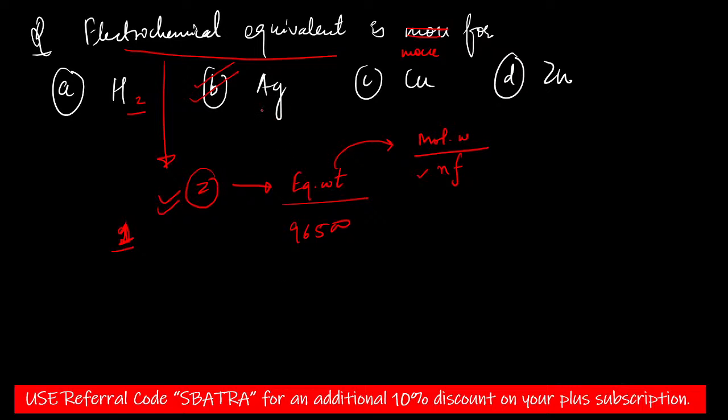Now if I talk about Ag, the molecular weight for Ag is approximately 107.9, or we can take 108, divided by N factor 1 for Ag. So the correct answer is option number B, 108, because the molecular weight of copper is 63.5 and zinc is approximately 65 or so. The value is highest for silver, so the correct answer should be option number B. Now let's take the next question.